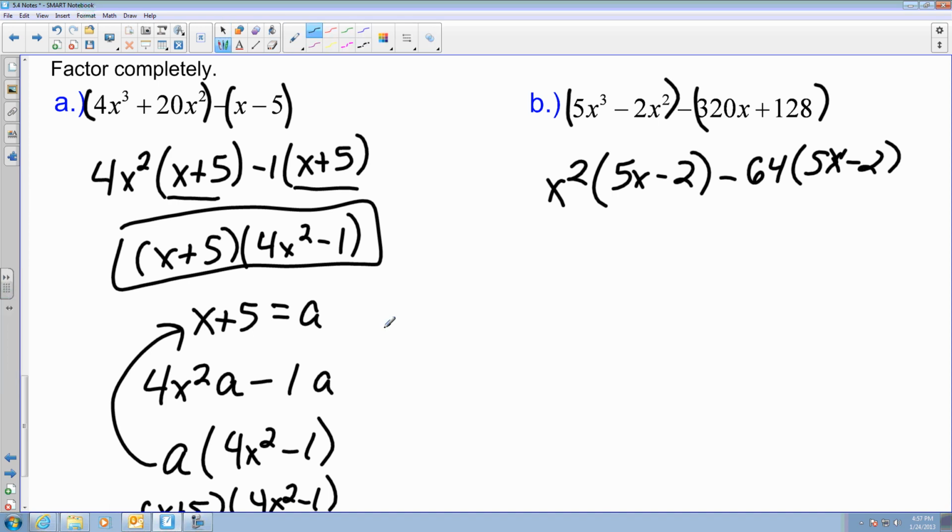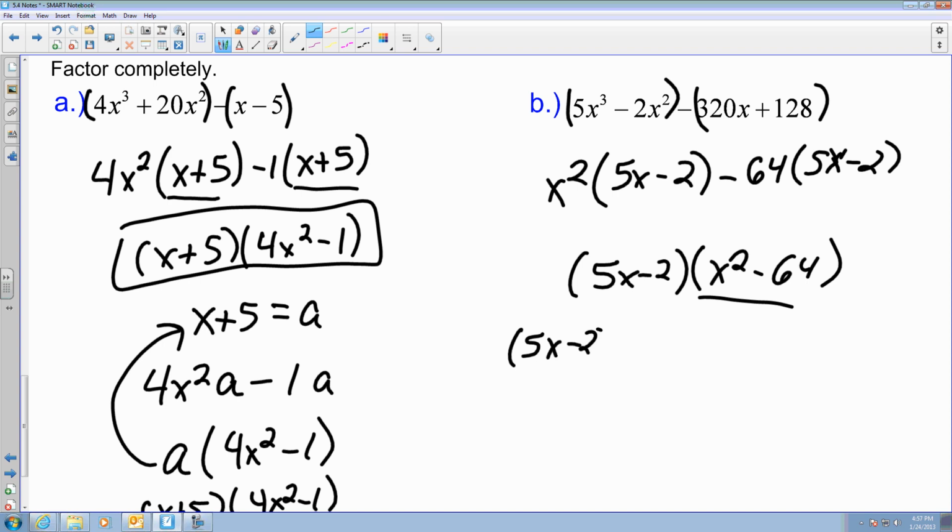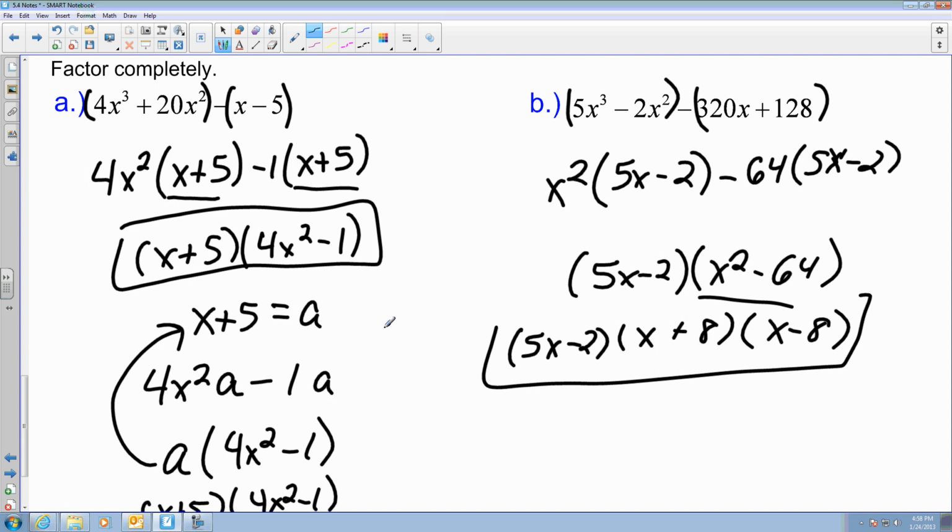So I have the like terms of 5x minus 2, so I'm just going to write that out: 5x minus 2, and I multiply it by x squared minus 64. You think you might be done, but x squared minus 64 is the difference of two squares. So that can be rewritten as x plus 8 times quantity x minus 8. And now it is factored out completely.